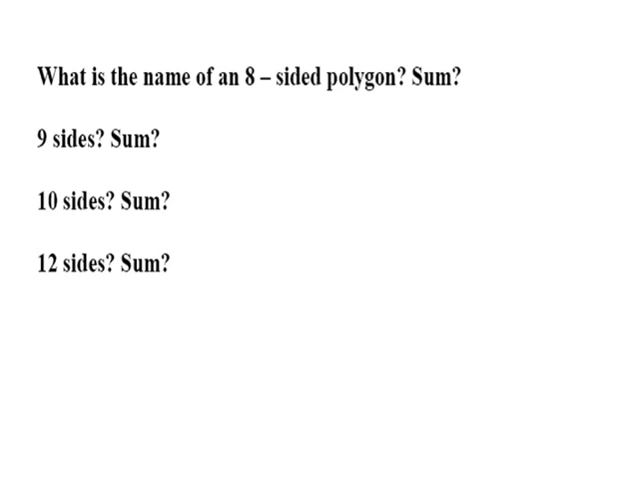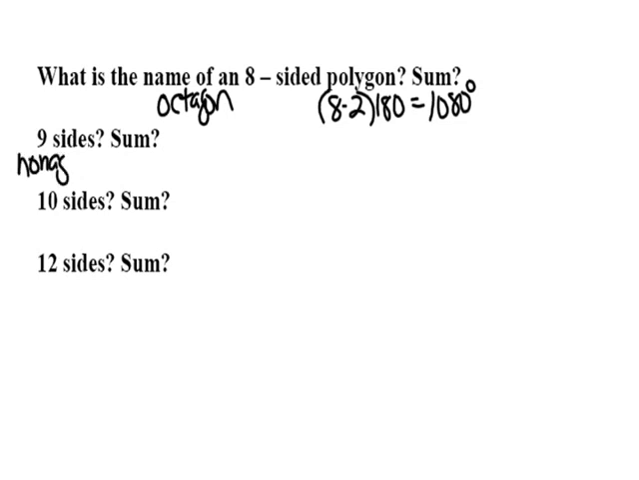So let's do some. What's the name of an 8-sided polygon? If you said octagon, you are correct. So to find the sum of the interior angles, I take that 8, I subtract 2, and I multiply it times 180, and what do I get? I get 1080 degrees. A 9-sided polygon is called a nonagon. And I take 9 minus 2 and multiply it times 180. And what do I get? If you said 1260, then you are right.